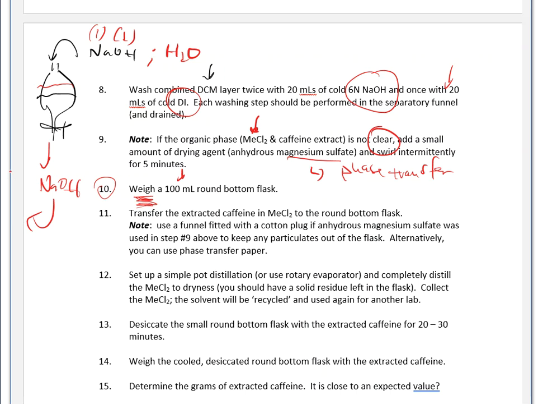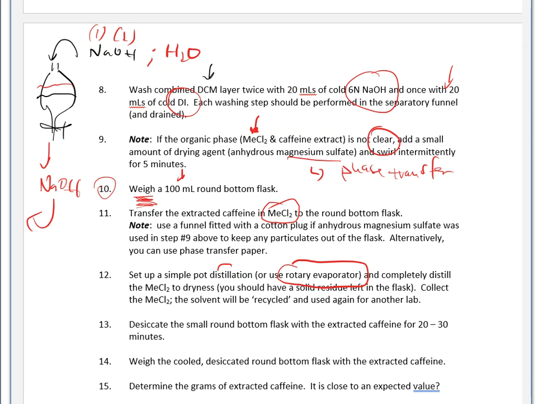So I'm going to weigh a 100 mil round bottom, and then it says transfer all of that methylene chloride solution that now has your caffeine, pour all of that into the round bottom, and then we're going to use a simple pot distillation or a rotary evaporator here. Rotary evaporators we actually have ready to go in our lab. They're probably going to be the most convenient. So we're going to slap our methylene chloride and our round bottom flask onto those rotary evaporators, and we're going to allow the rotary to do its job.